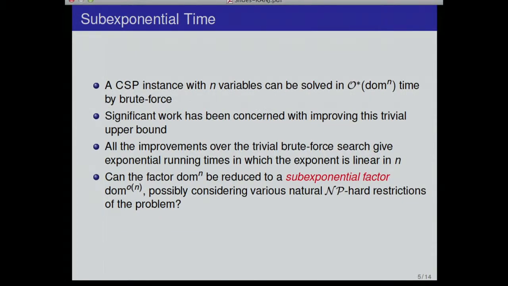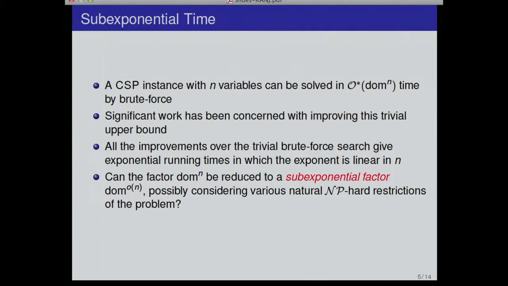Okay, so it's easy to see that a CSP instance on n variables can be solved in time domain size to the power of the number of variables by trying all possible assignments. So that's a trivial brute force algorithm. Significant work has tried to improve this brute force algorithm, but could only improve the base of this exponential term. For example, for certain restrictions like binary CSP, you could do something like (domain size minus one) to the number of variables. But there hasn't been any improvement to bring this linear exponent to a sublinear one.